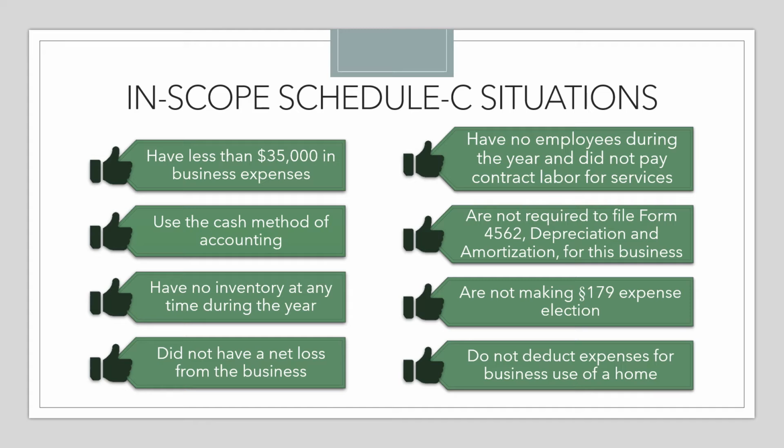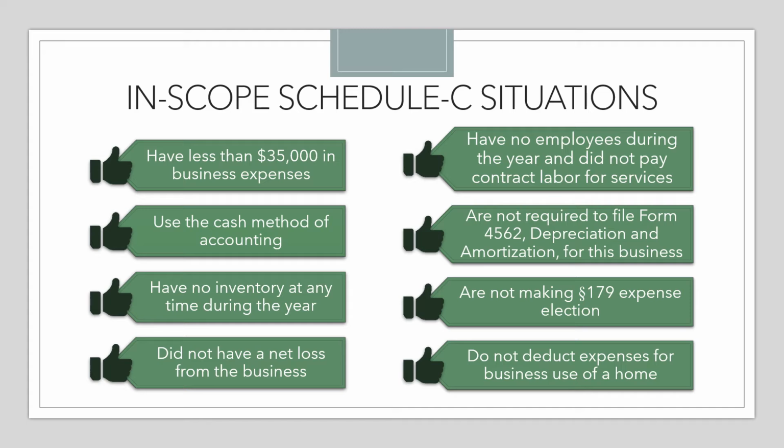So when somebody comes in as a self-employed individual, or we've identified that this is somebody who's going to be filing a Schedule C, we have some green lights, I guess we'll call it, for whether we can do this return. So we're looking at individuals who have less than $35,000 in business expenses. They are going to be using the cash method of accounting. So if somebody is using accrual or a hybrid form of accounting for their business, they're going to need to see a paid preparer, but we can do cash.